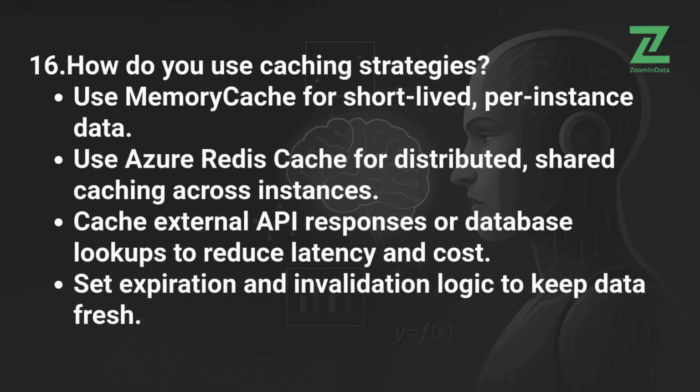How do you use caching strategies? Use memory cache for short-lived, per instance data. Use Azure Redis cache for distributed, shared caching across instances. Cache external API responses or database lookups to reduce latency and cost. Set expiration and invalidation logic to keep data fresh.